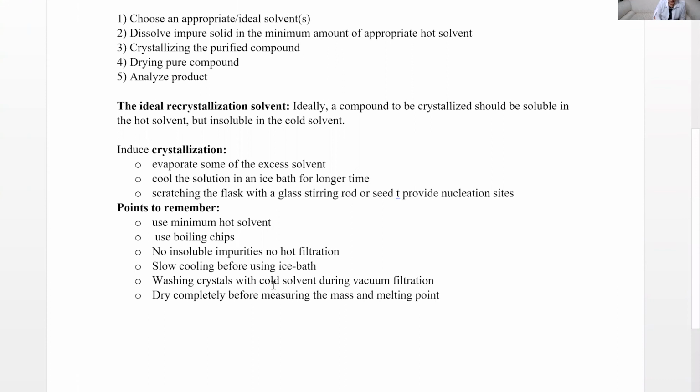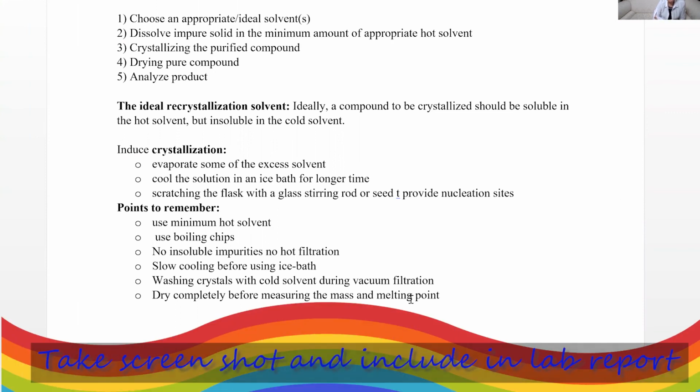You want to wash the crystals with cold solvent when you are doing vacuum filtration. Why not room temperature? Because you don't want to redissolve your sample. So you want to wash it with cold solvent. You want to dry your sample completely before you measure the melting point. Why is that? Because if your sample is not dry completely, there's some solvent left there. That solvent would act as an impurity. So your sample is going to melt at a lower temperature.